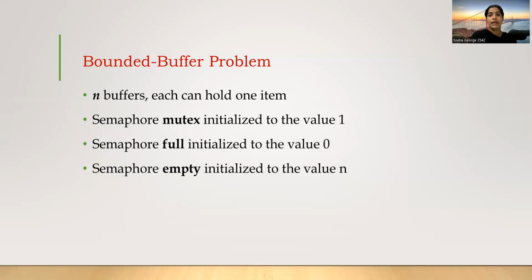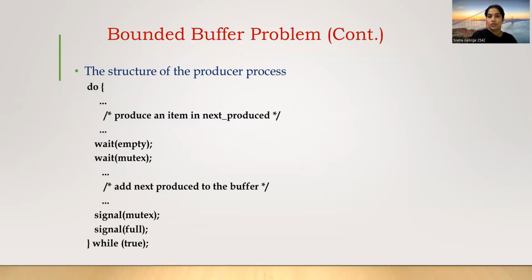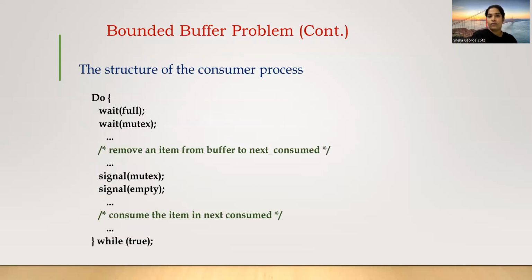Now let us look at the code and an example. This is the code for the producer process. This is the code for the consumer process. Before coming into this, we will see an example and understand it, so that it will be much easier to understand the code.